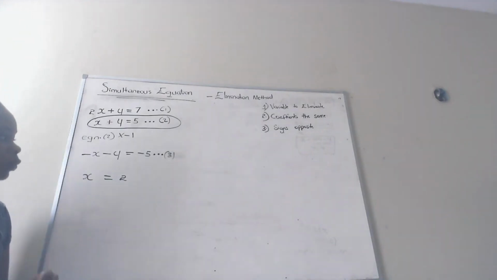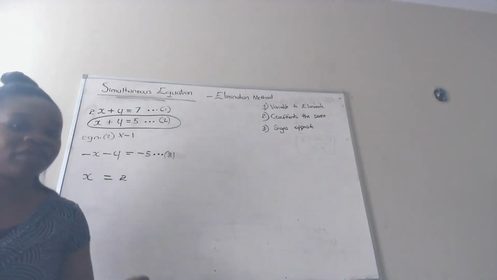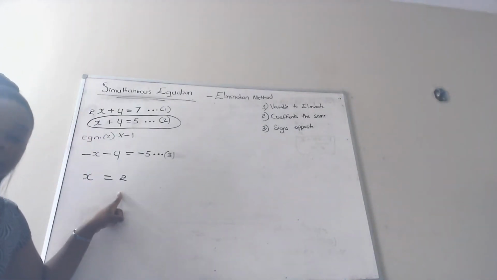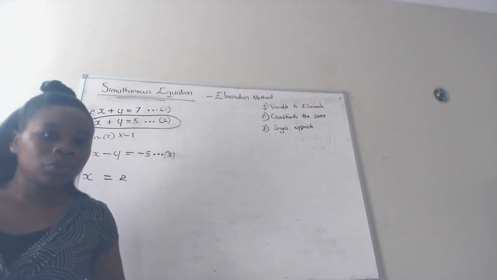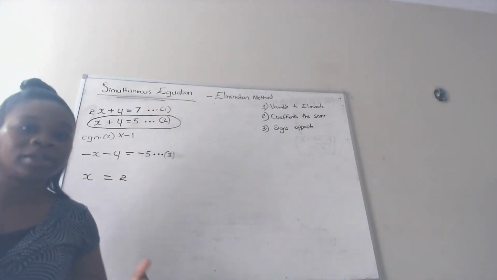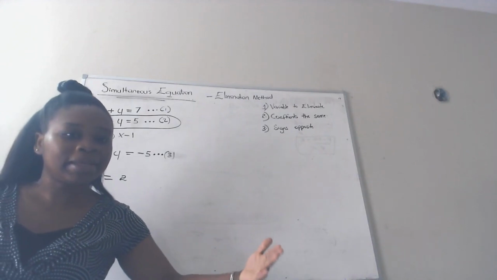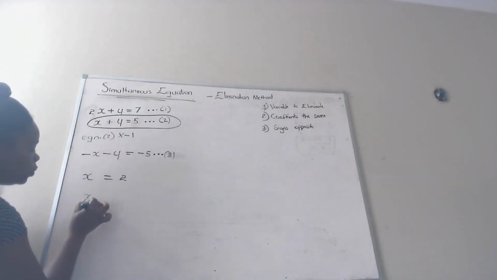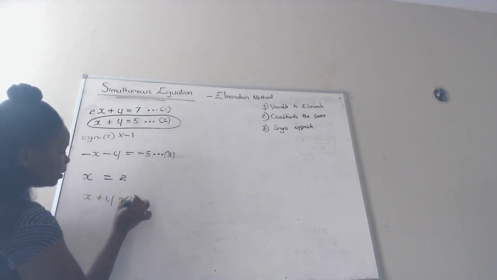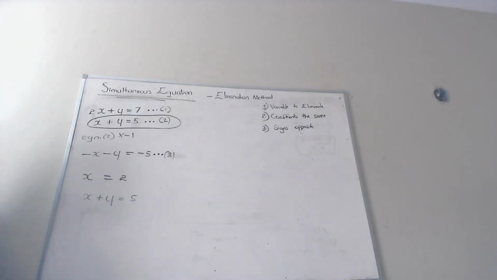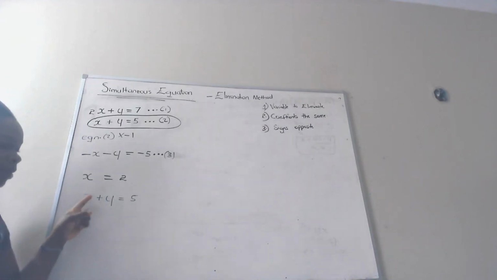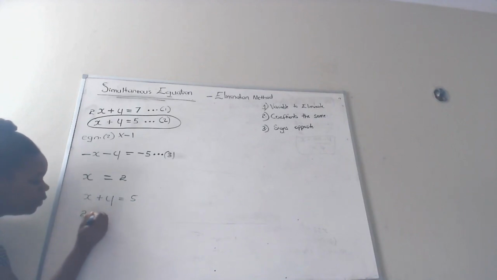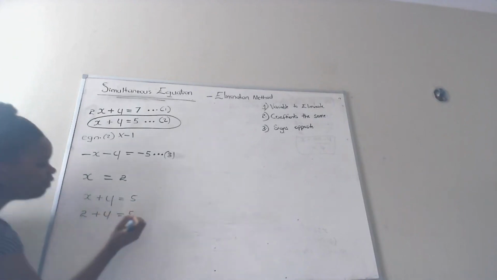Now what we need to do is find the value of y. To do so, we already know what x is. X is 2. So we need to substitute it into one of the equations to find y. We'll choose equation 2. So what is equation 2? Equation 2 is x plus y is equal to 5. And wherever I see x, I will put 2. So 2 plus y is equal to 5.